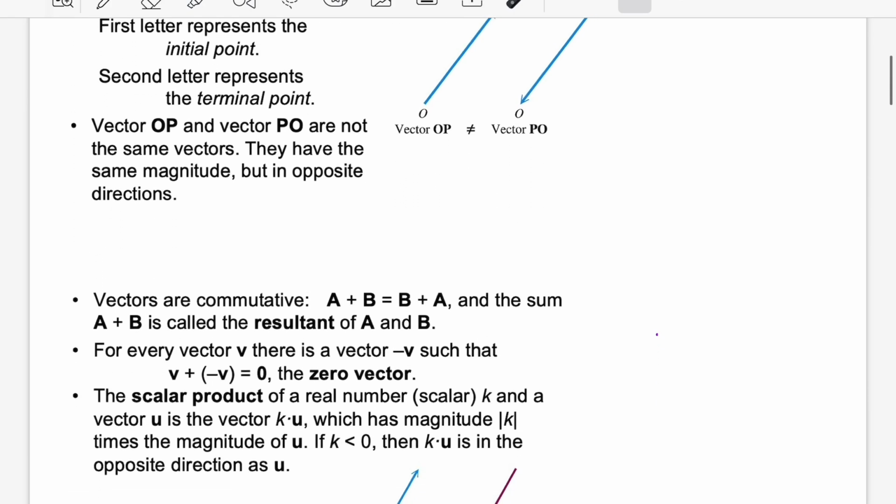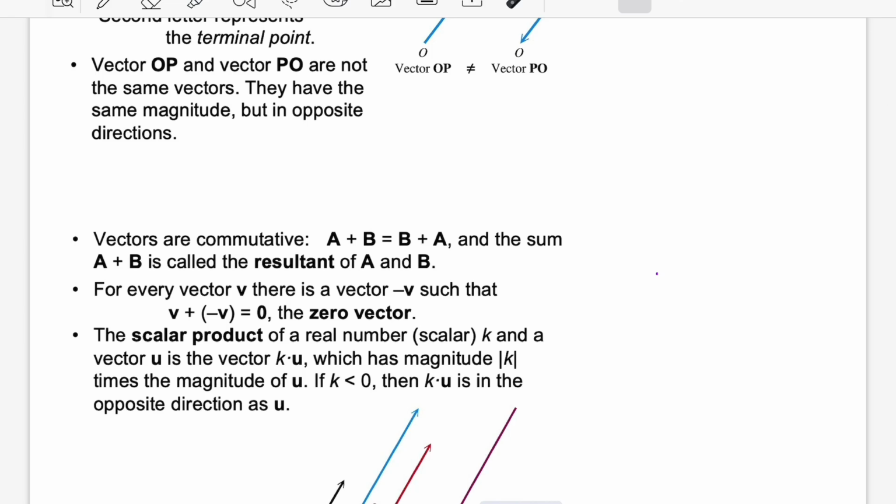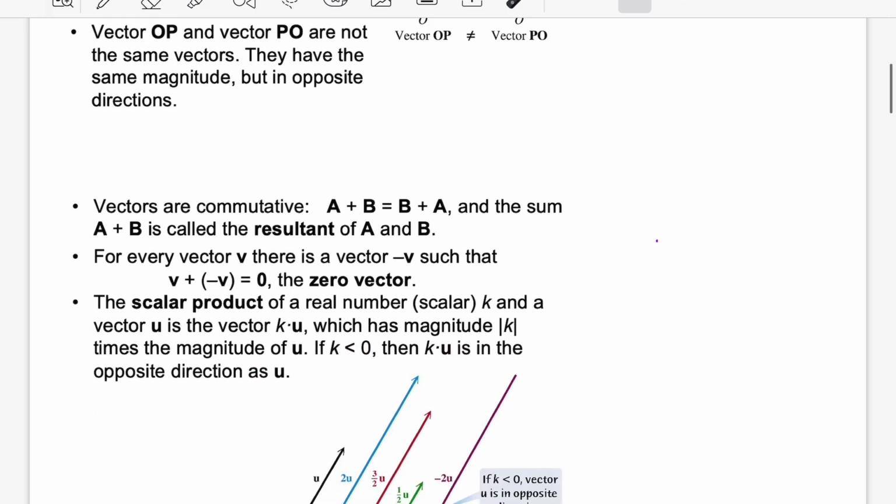All right. Vectors are also going to be commutative. So if we're adding A plus B, this is the same as B plus A. And the sum of our vectors A and B is going to be the resultant of A and B. Also, for every vector V, there's going to be a vector minus V, such that we have this here, and that's called the zero vector. Now lastly, the scalar product of a real number, so we have a scalar k and a vector u, is just going to be this here, which has magnitude the absolute value of k times the magnitude of u. Now if k is less than 0, then k times u is going to be in the opposite direction as u. So here are some examples here.